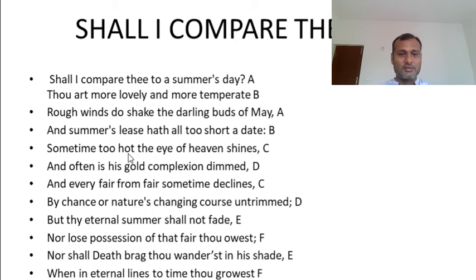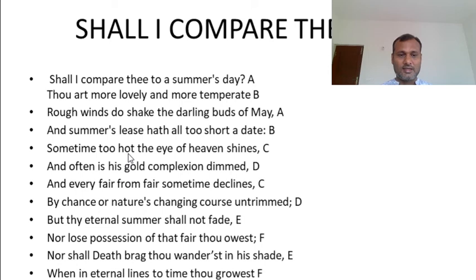And he gives the reason next why he cannot lose that fairness. "Nor shall death brag thou wander'st in his shade." Death cannot claim you. It is very amazing, nobody is an exception from time and death, isn't it? Nobody can escape. But here he says how he escapes, how death cannot claim him: "When in eternal lines to time thou growest."